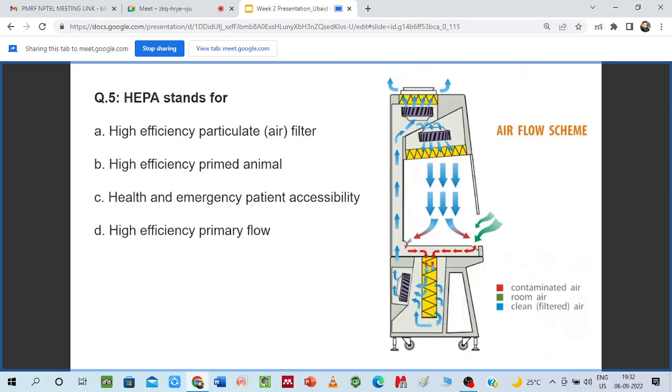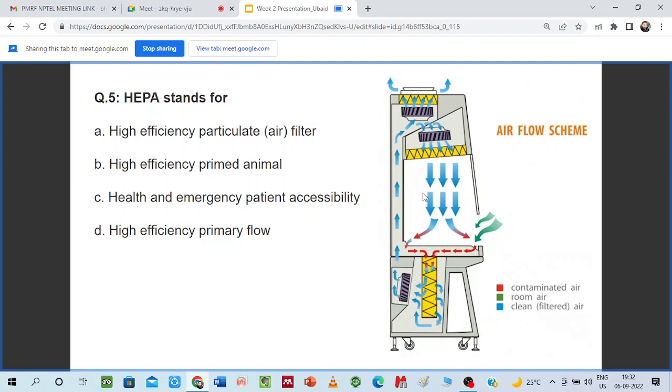Question number 5 is: HEPA stands for high efficiency particulate filter, high efficiency pyramid filter, health and emergency patient accessibility, or high efficiency primary flow. So the answer is A, high efficiency particulate filter.